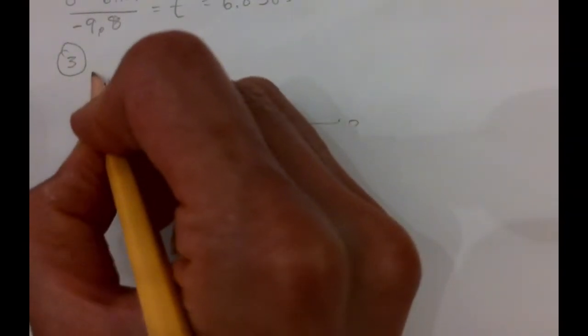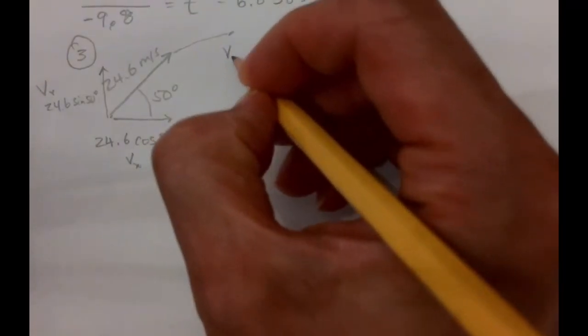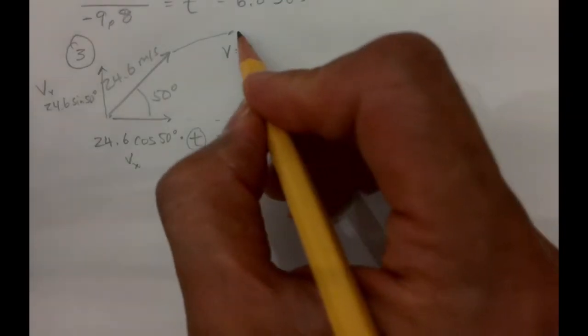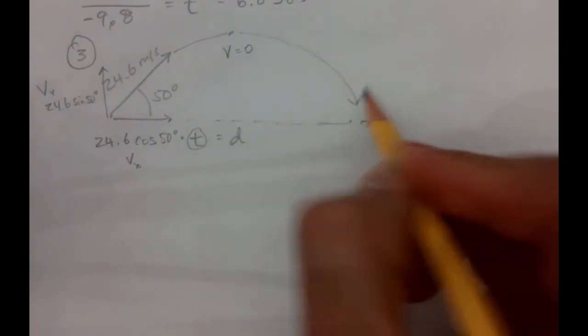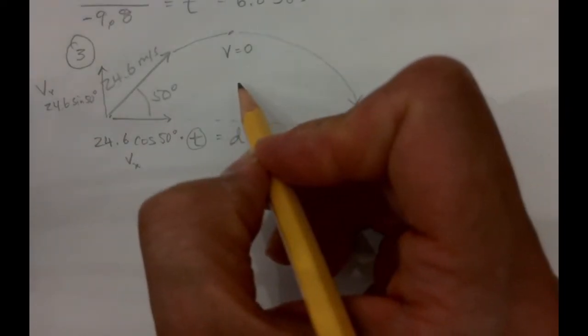Well, for that we need to know the initial velocity. So that's 24.6 sine 50 is our initial vertical velocity, and that's our horizontal velocity. We know that when he reaches the halfway point, the vertical velocity is going to be 0. So let's find out how long that takes, and then we'll double the time for his return to the ground.